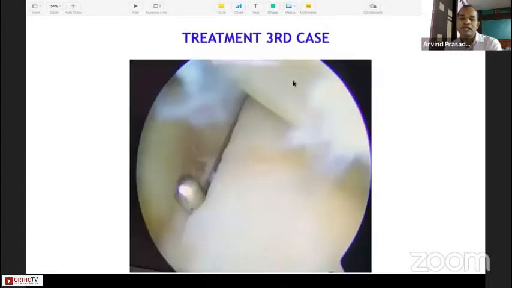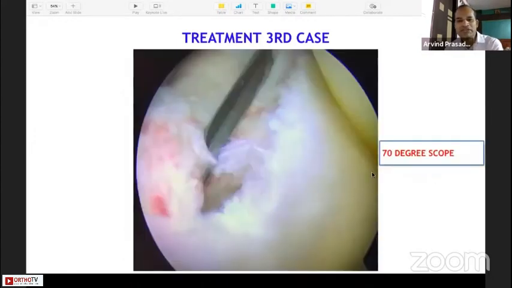So the third case, again a fresh case, injury only 6 weeks old. Again a scope in the posteromedial gutter with the probe in the ramp lesion. This is with the 30-degree scope. When you use the 70-degree scope, you get this much viewing area. Many recommend that for the ramp lesion you can use the 70-degree scope, which gives better visualization. Nowadays, I'm using the 70-degree for all my ramp repairs.